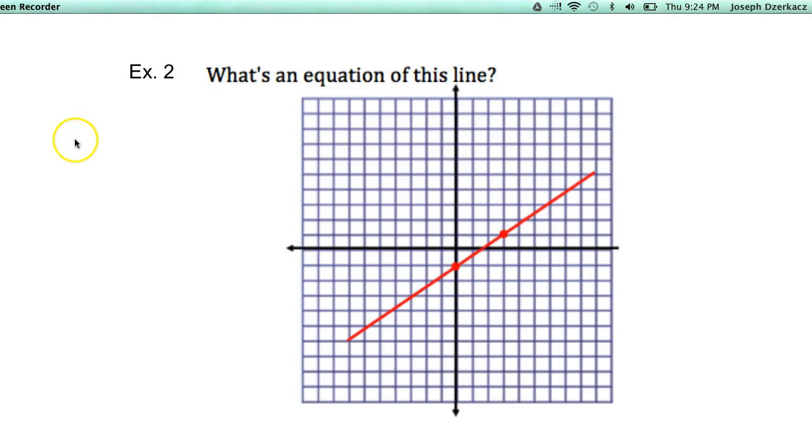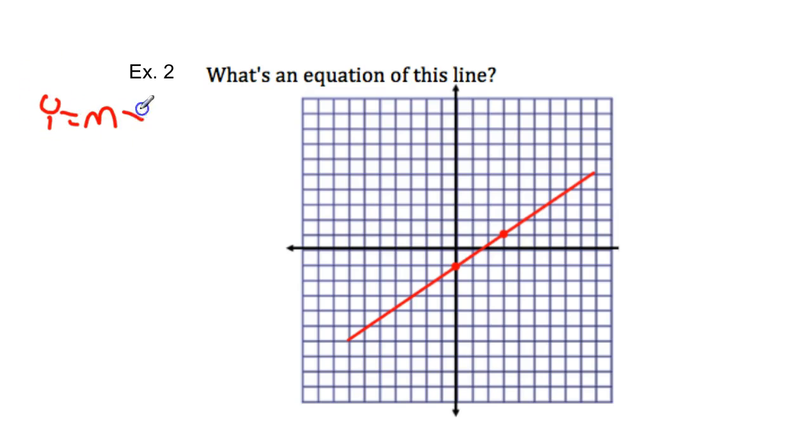Example 2. What's an equation of this line? So again, y equals mx plus b. Step number 1, you need to find the slope. Step number 2, you need to find the y-intercept. Step number 3, you plug it in. So let's find the slope first, m. They have 2 points right here, so it's the rise over the run. How much am I going up? To get from this point to that point, I need to go up 2.